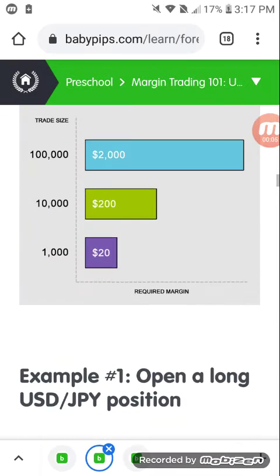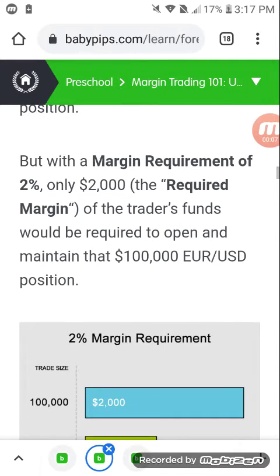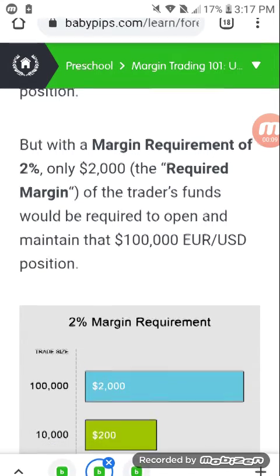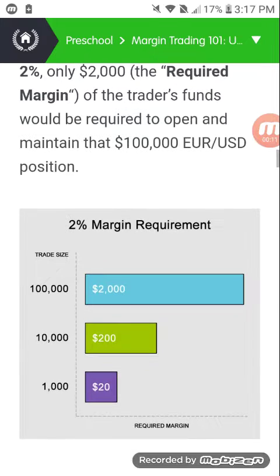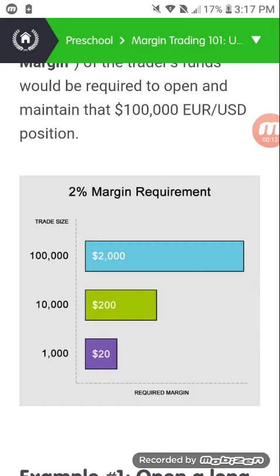So, to open this position, we already know your margin requirement for this was 2%. You know, $100,000 for USD, 2% of that will be 2,000. For 10,000, 2% of that would be 200, and for 1,000, 2% of that would be 20.